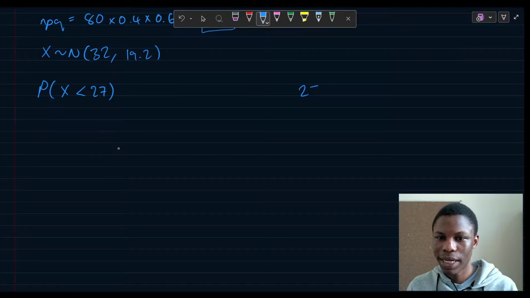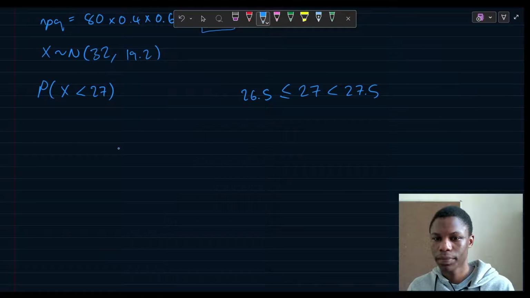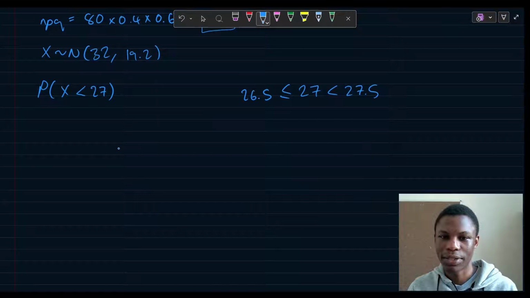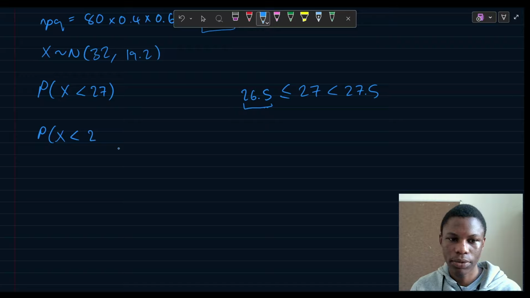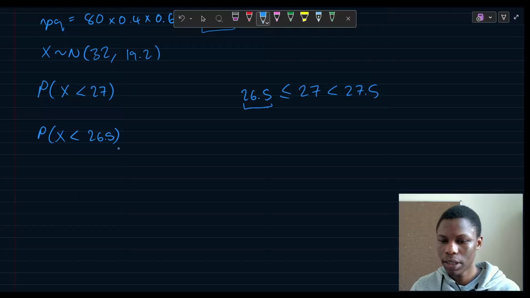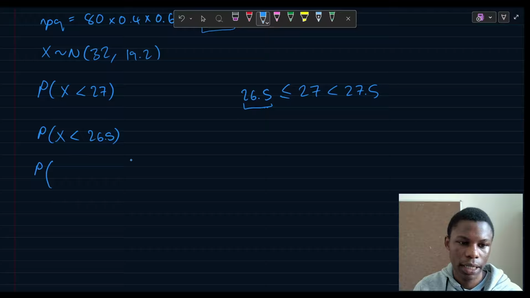So this 27 under discrete conditions would have meant exactly 27, but under continuous conditions, it represents any number between 26.5 and 27.5. So if I say X is less than 27, I do not want to include any number within this interval. So to make sure of that, I need to say X is less than 26.5. So X is less than 26.5. That's our continuity correction. Now we can standardize and simplify as usual.